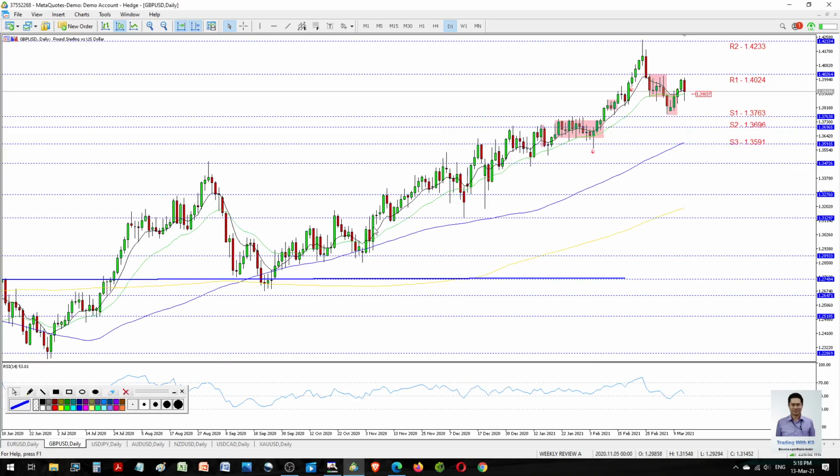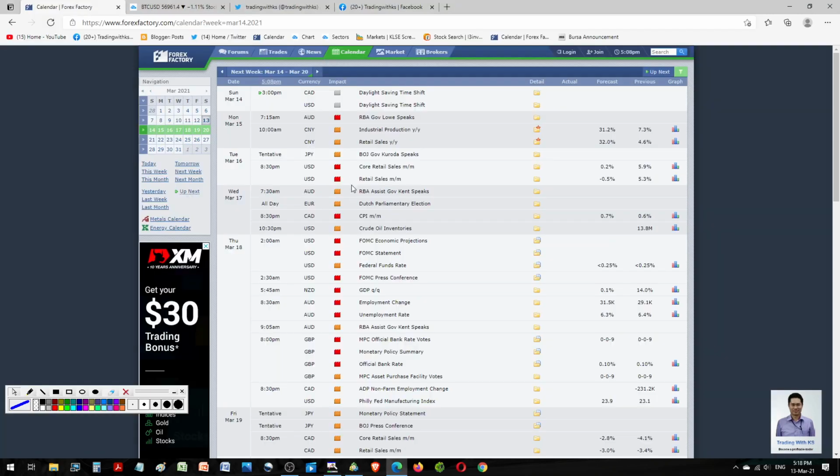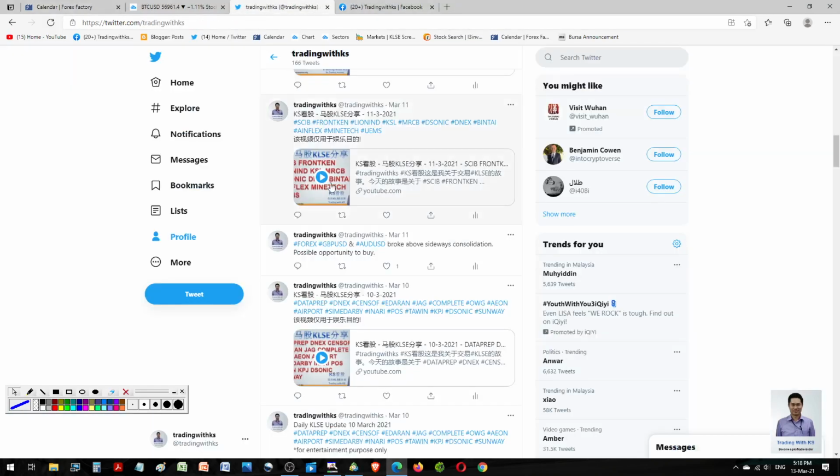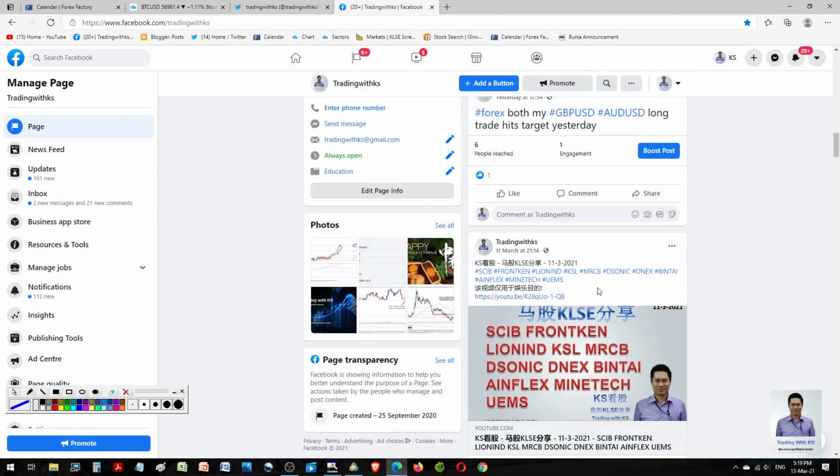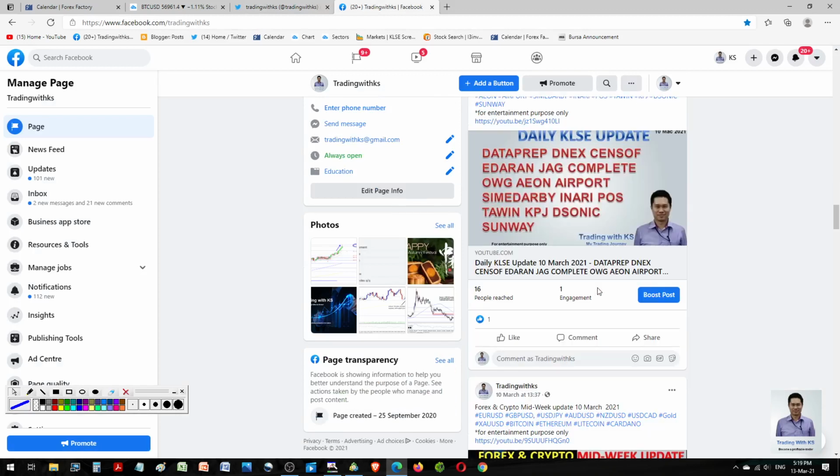Pound USD, I made a tweet about the pound USD here. March 11: Forex, pound USD and AUD broke above sideways consolidation, possible buy opportunity. I also posted it in my Facebook.